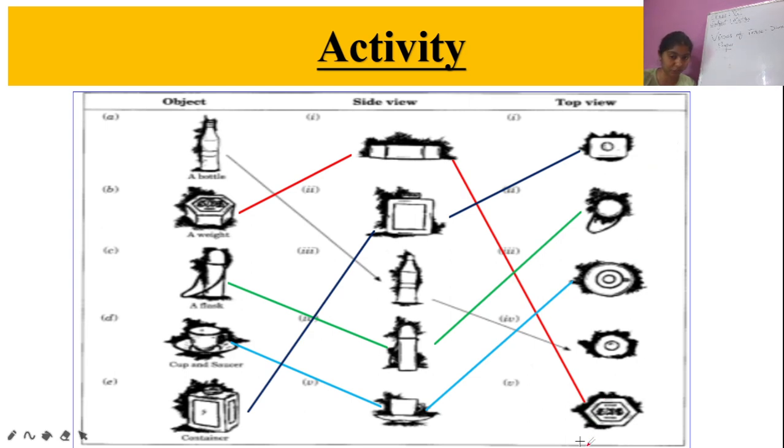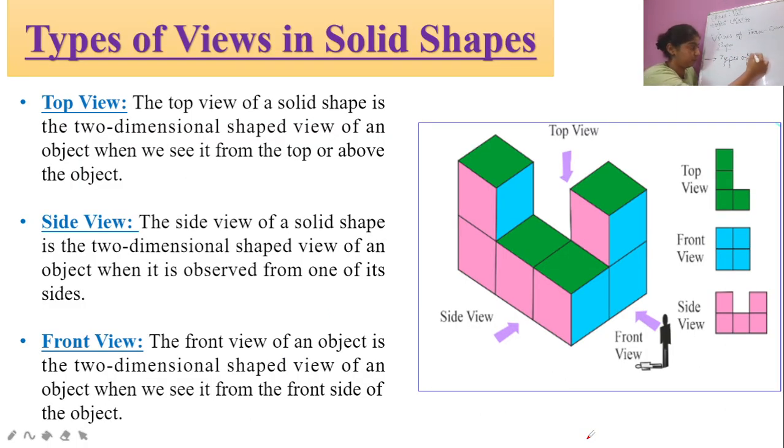So you can see different shapes, right? Three-dimensional shapes have been viewed from different sides. Now we are going to discuss the types of views in solid shapes. First we have the top view, second the side view, and third the front view. Let's see in detail how you can explain these views.